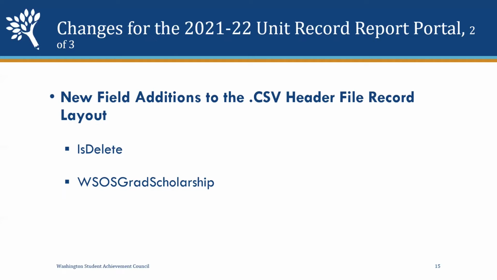Also, the WSOS Graduate Scholarship is a new WSOS program that was effective 21-22. And there are 5 reporting fields in the CSV header associated with this program. Those fields correspond to the 5 academic terms of reporting.